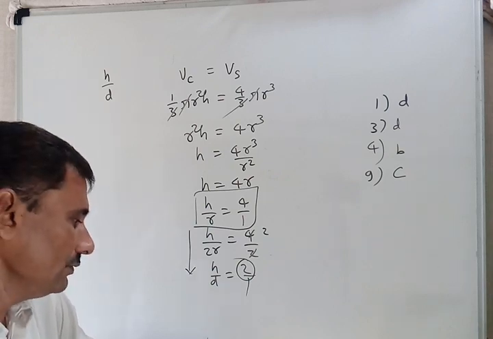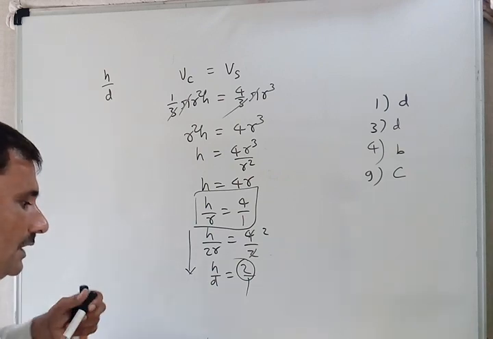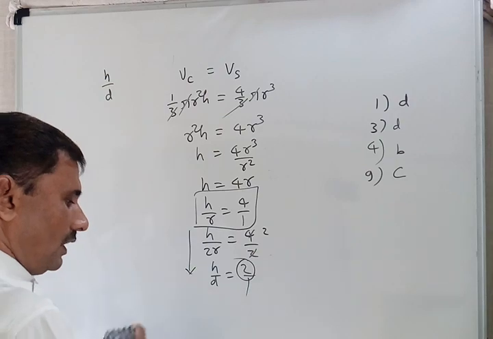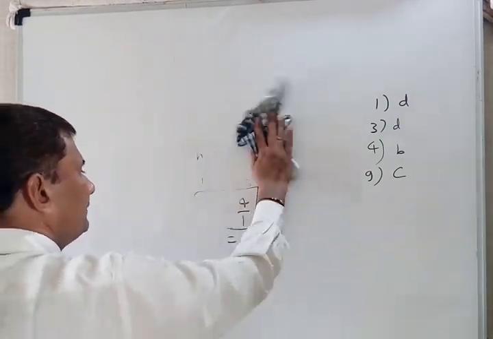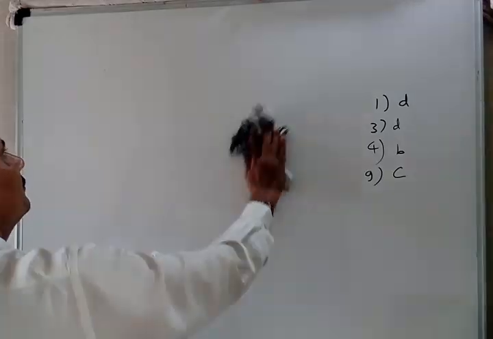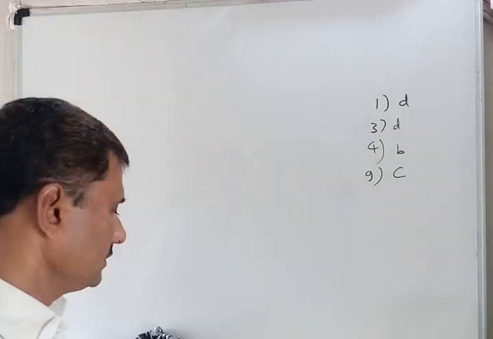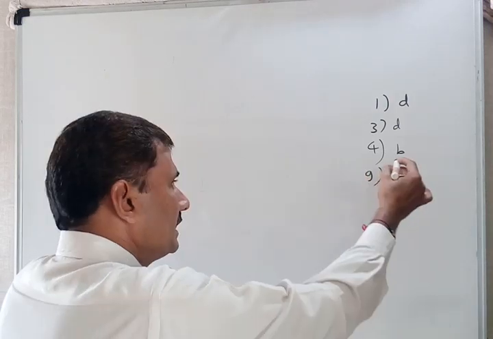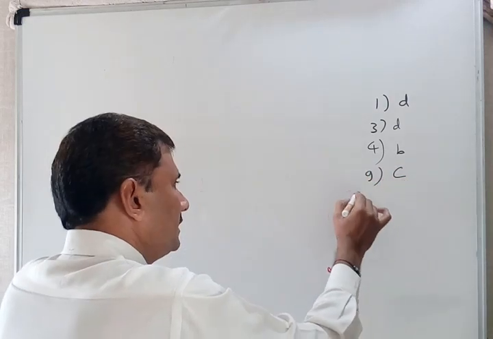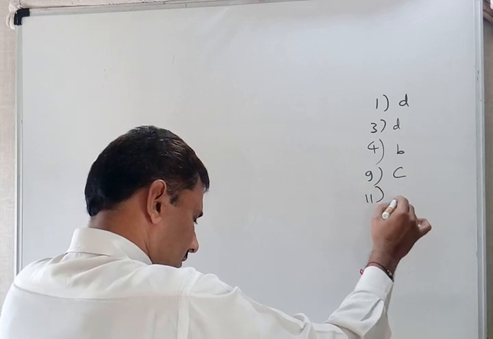Now number 11. 1 cubic meter equal to how many liters? That you know, 1000. Just remember, 1 meter cube is equal to 1000 liter. So in 9 answer is C, 2 is to 1. In 11, 1000, D.